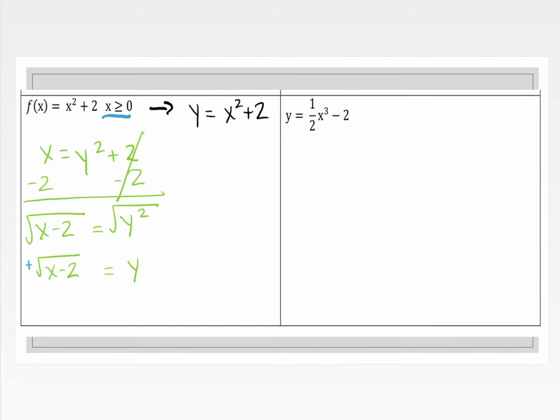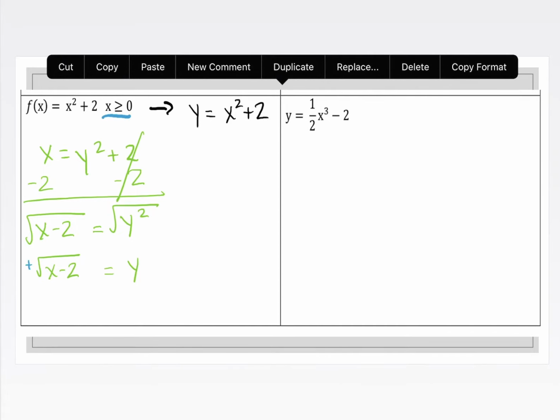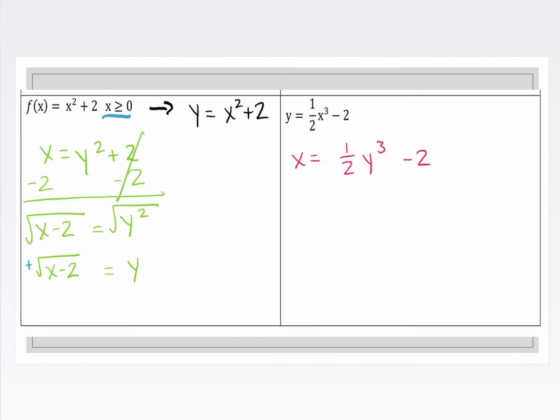Our next example, we have y equals 1/2 x cubed minus 2. So we're going to swap out x and y. We have x equals 1/2 y cubed minus 2, and then we'll solve for y. Here what we're going to do first is add 2 to both sides. And we have x plus 2 equals 1/2 y cubed.